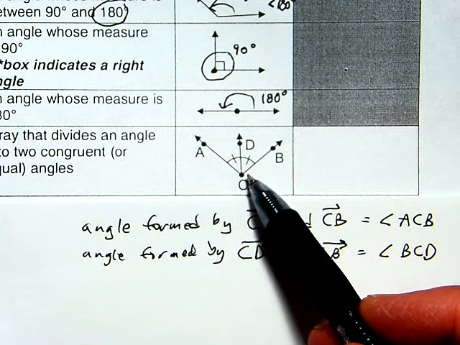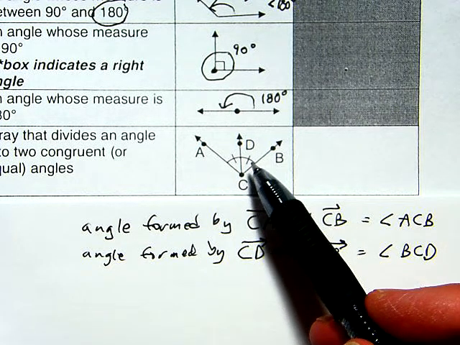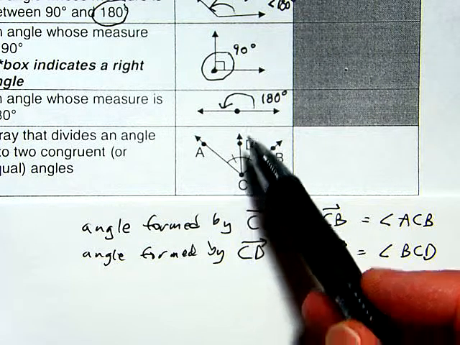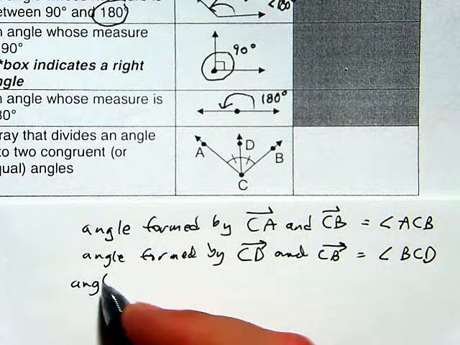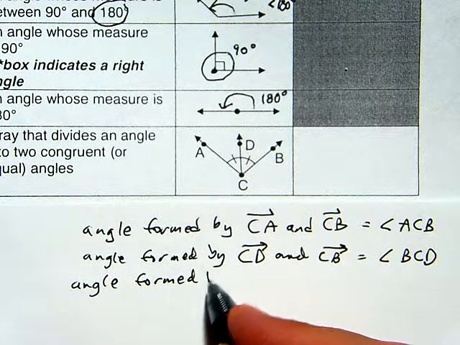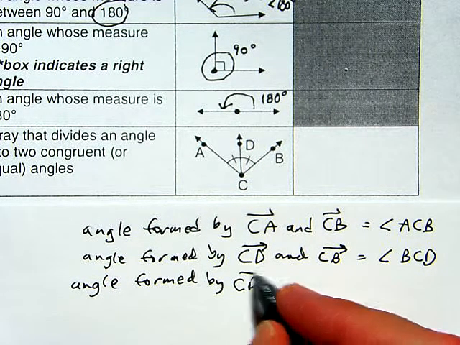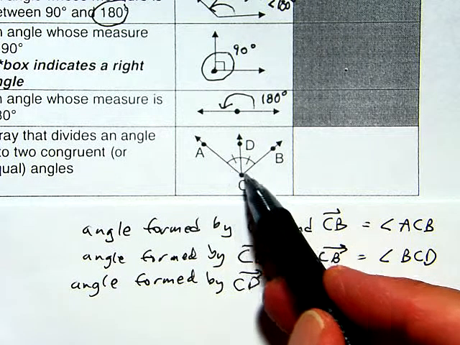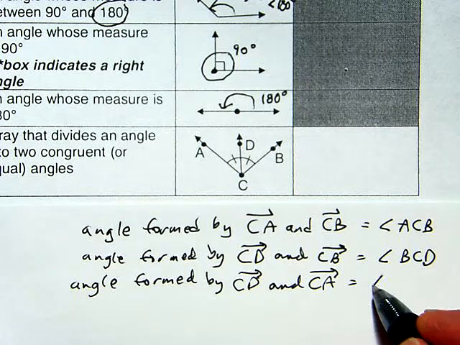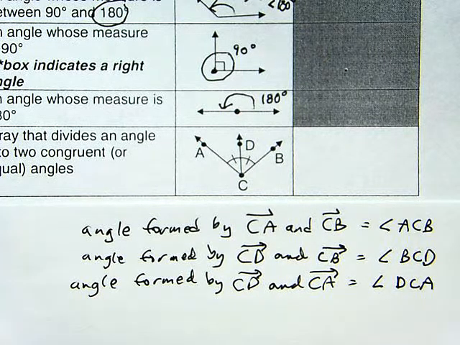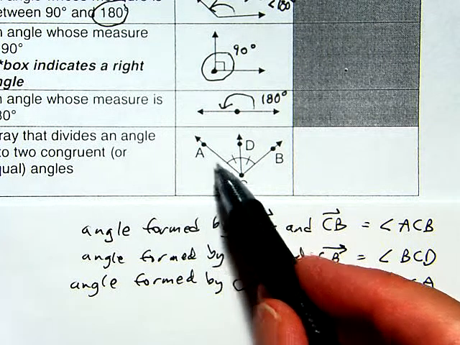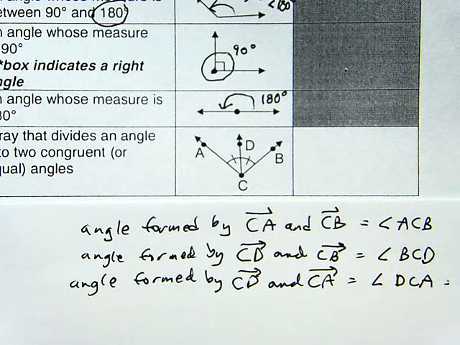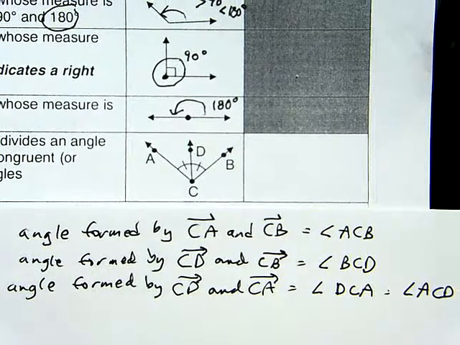Okay, so ray CD is this middle line going up and down there, this ray in the middle, and ray CB is the ray on the right side, and the angle formed with these two rays as sides is angle BCD. And finally, the angle formed by ray CD and ray CA, which would be this ray and this ray, is angle DCA. By the way, of course, we can also call this angle ACD if we wanted to. They mean the same things. And the same thing with these angles as well. We can come up with names that mean the same thing.